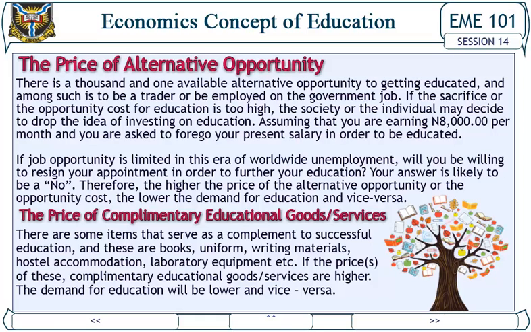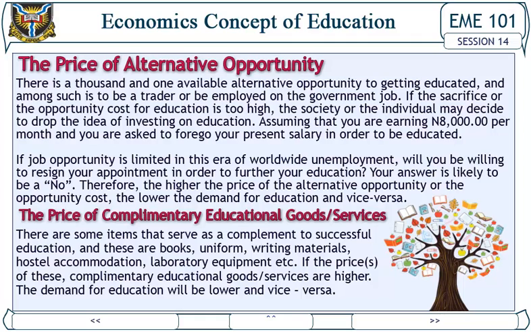The price of alternative opportunity. There are 1,001 available alternative opportunities to getting educated, and among such is to be a trader or be employed on a government job. If the sacrifice or the opportunity cost for education is too high, the society or the individual may decide to drop the idea of investing in education.